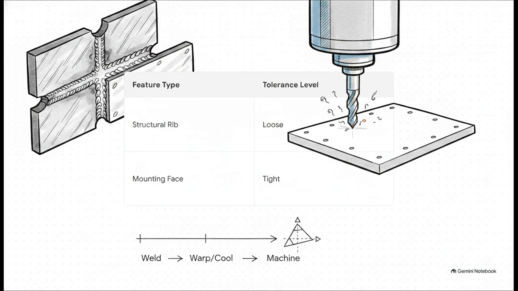The clever engineering strategy here is to weld the whole structure together first, let it warp, let it cool completely, and then put the entire assembly into a CNC mill. You machine that mounting face perfectly flat and true to your datum targets. This wipes out the weld distortion exactly where it matters most, while leaving the rest of the structure alone.